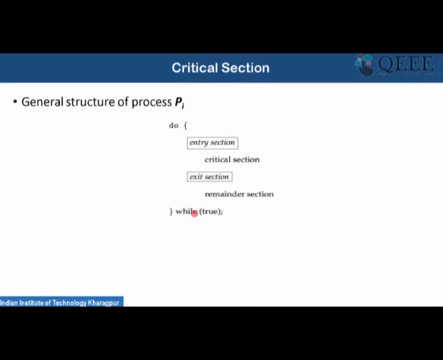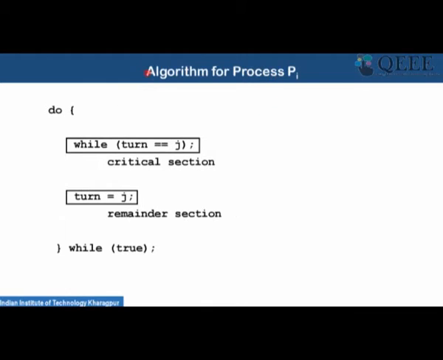So this is an example of a critical section in an infinite loop. The process enters, then it has a critical section, then it exits from the critical section and executes the remainder section. Whenever the process is inside the critical section, we have to lock this part so that no other process can execute this critical section. If you look at the algorithm for a process Pi, we have a while loop. When it is the turn of a process J inside the critical section, we set the variable turn to J and execute the remainder section.